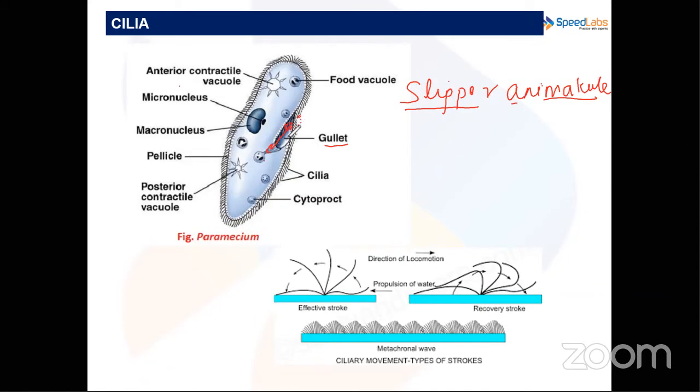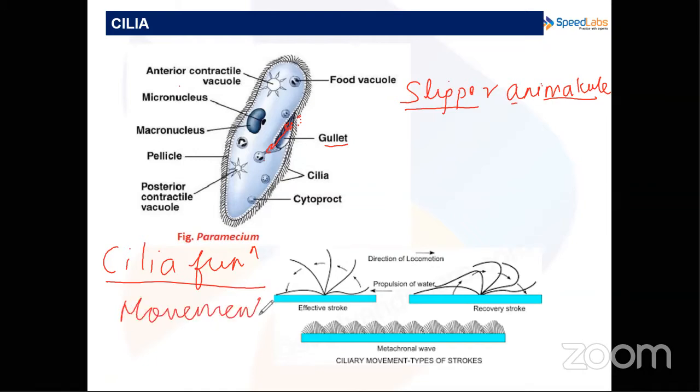So by this ciliary movement, cilia has dual role. First of all, it helps in movement also. In case of paramecium, it is helping in movement also. So cilia has dual role. It helps in movement also, and it helps in obtaining nutrition also. Whereas flagella only helps in movement.